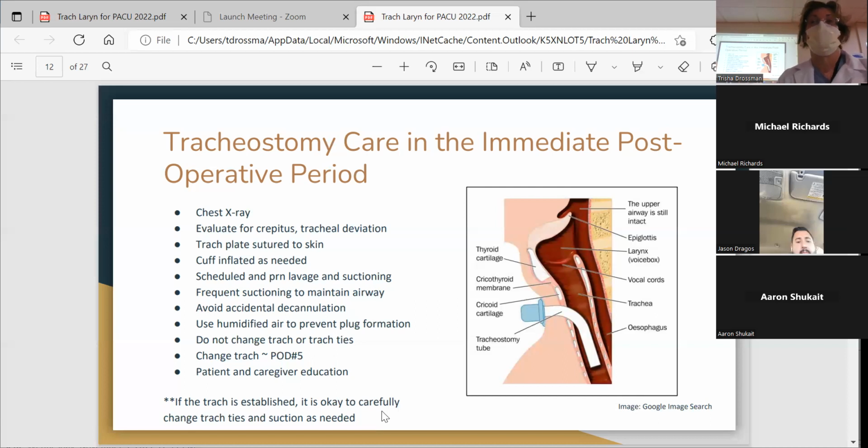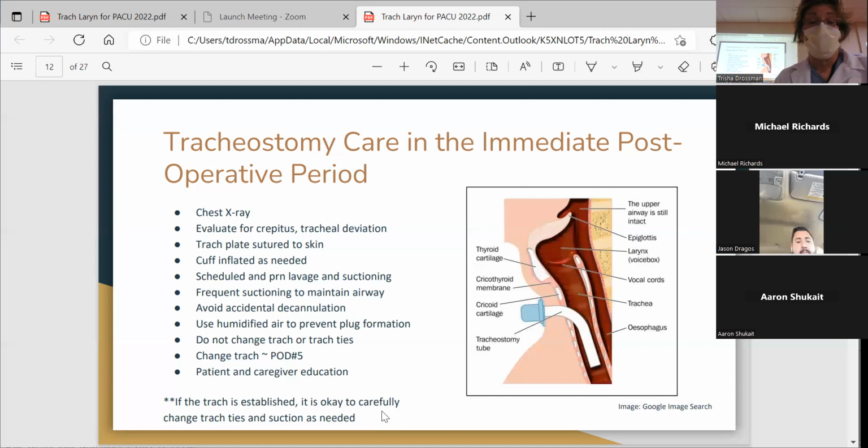But with a fresh airway, you're going to have a lot of blood. You're going to have a lot of swelling. And if the airway is obstructed because of blood, it will definitely compromise the patient, who won't be able to breathe. A lot of problems. So scheduling lavage and suctioning and as needed is important for these new trachs. Frequent suctioning, obviously, to maintain airways.